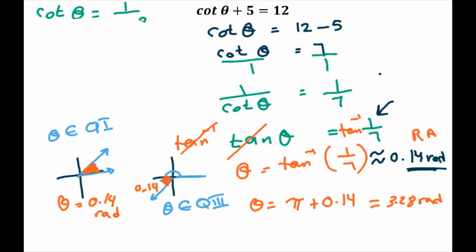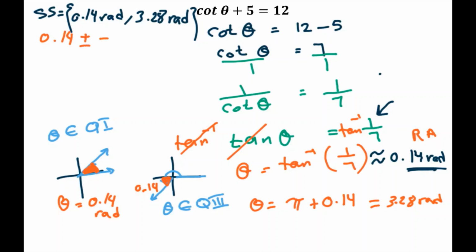So my solution will be 0.14 radian. You have to write the word radian. In the previous ones we used pi, so we don't need to write radian. And 3.28 radian. Now if we are looking at an infinite number of solutions, we'll add 0.14 plus or minus pi n, not 2 pi, because the length of the period in the tangent is pi, not 2 pi. And 3.28 plus or minus n pi, by n. Okay?